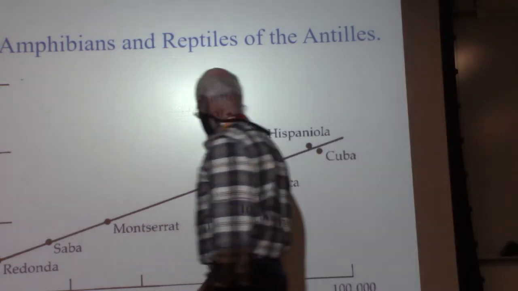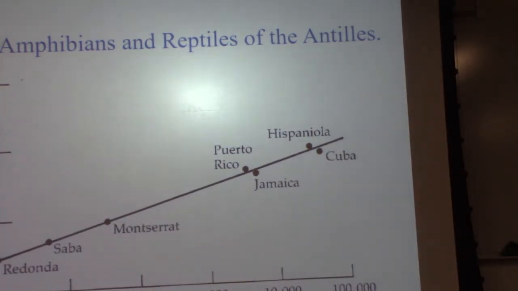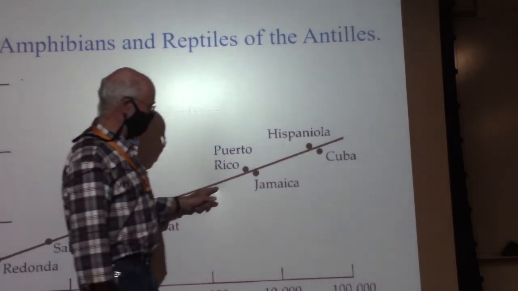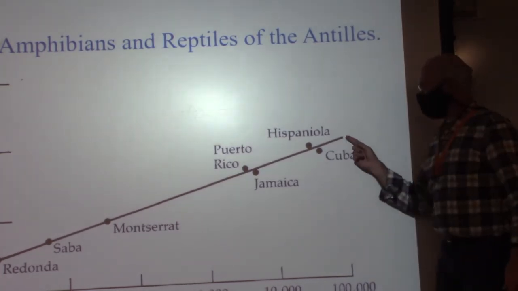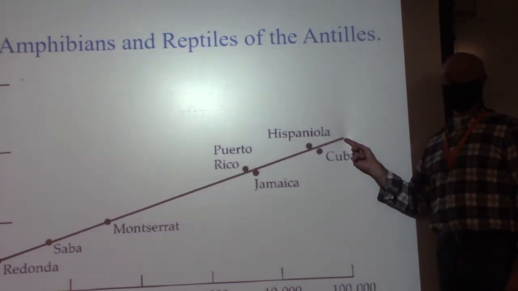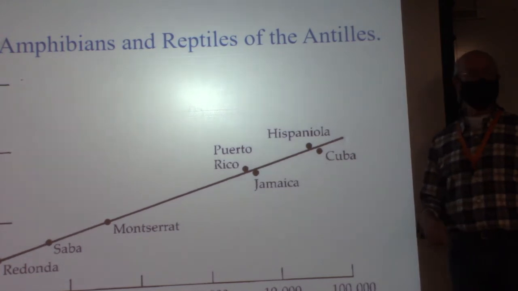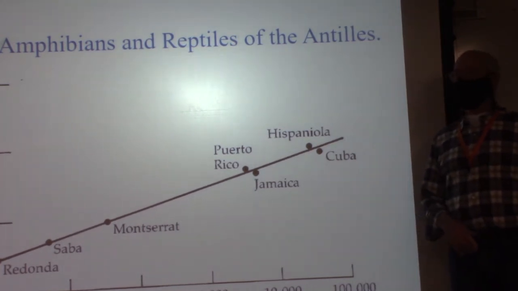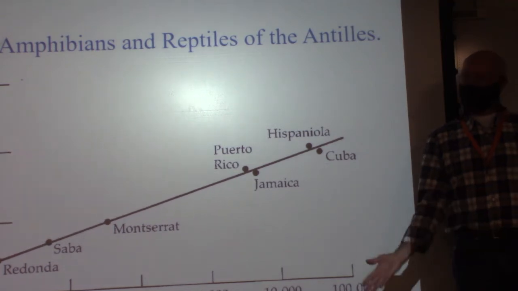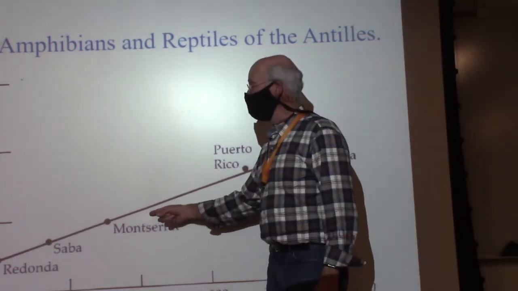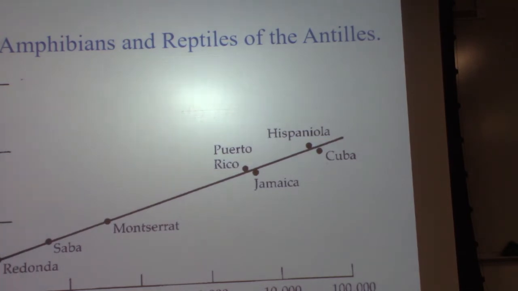Some of these islands are really tiny, 1 square mile, and notice what happens as the island area gets bigger. The number of amphibian and reptile species on the island gets bigger too. And it's a line, but notice the scale over here. What kind of scale is this? 1, 10, 100? What's that scale?